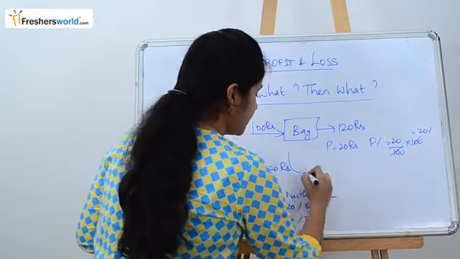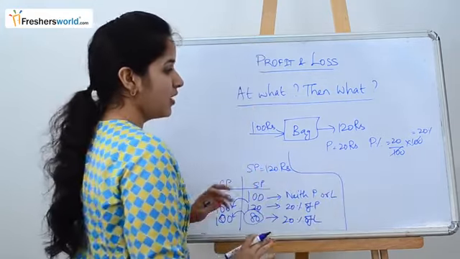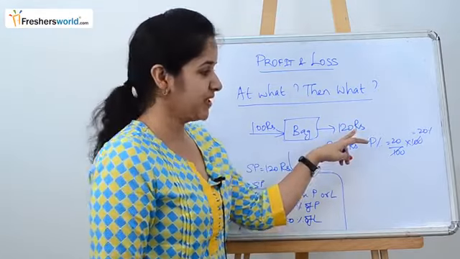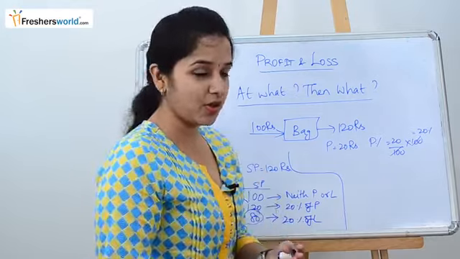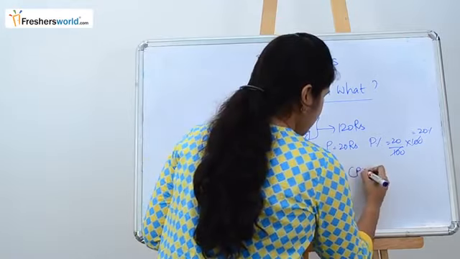So a similar thing is what we are going to apply here. We are selling the bag at 120 rupees and you are attaining a profit of 20%, and they are asking you to find the cost price. So then cost price, how do we find it?